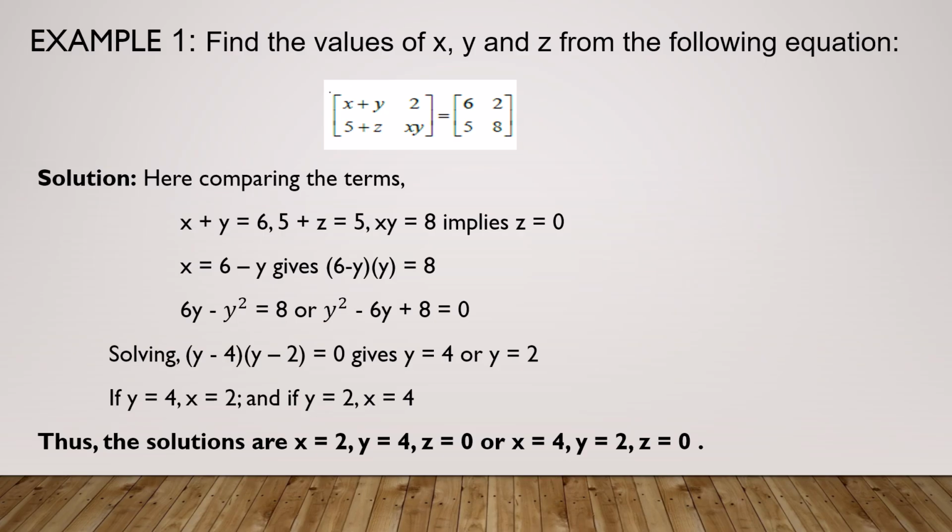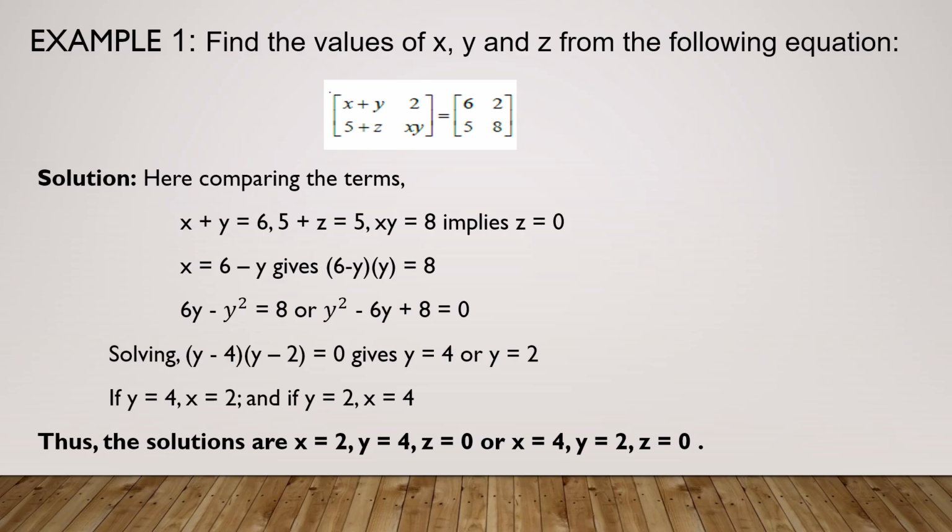x is equal to 6 minus y, correct? So now another equation is x into y is 8. In that put x as 6 minus y, simplify it. You will get a quadratic equation. You know how to get the roots of a quadratic equation. So if you solve it, you get y as 4 or y as 2.